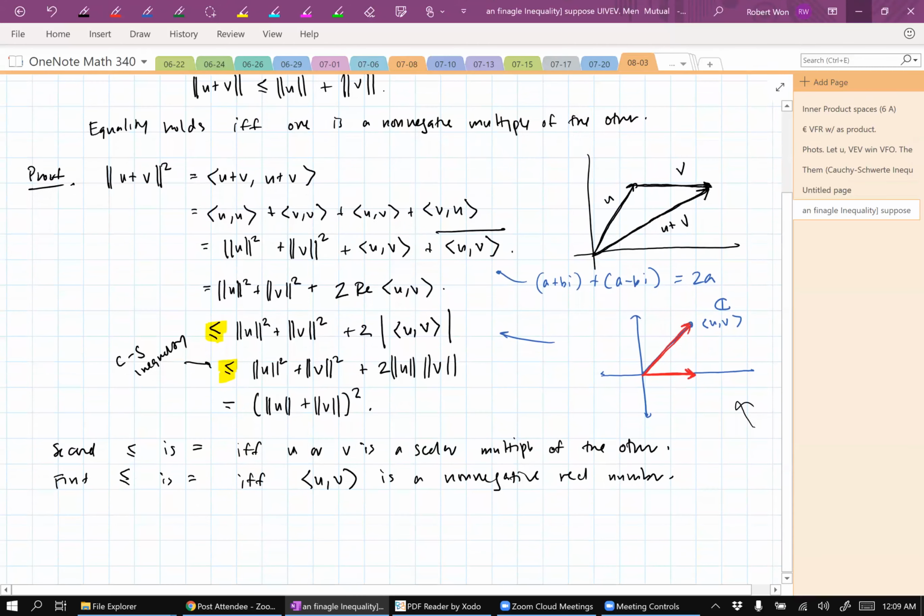Okay, but now note that if u is a scalar multiple of v, then the inner product of u and v is the inner product of lambda v and v, like this, which we know you can pull a scalar out of. Sorry, I'm actually doing this, I've just written it wrong in the notes. It doesn't matter, I will fix it. You can pull a scalar out of the first slot.